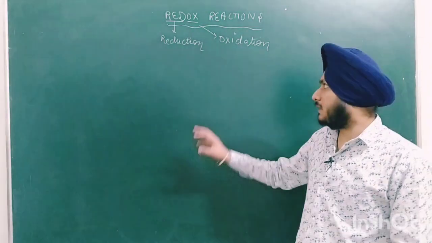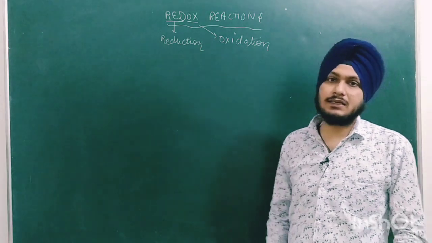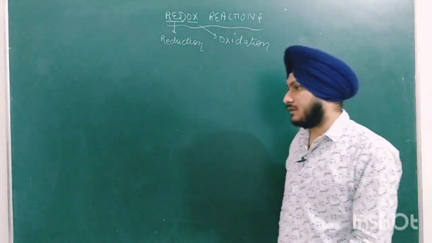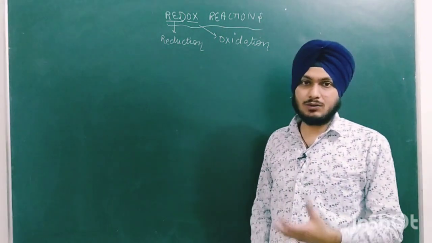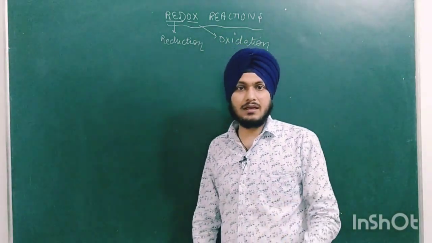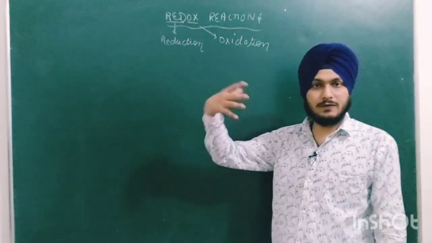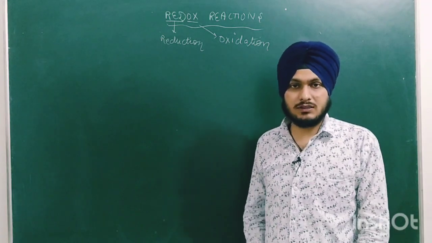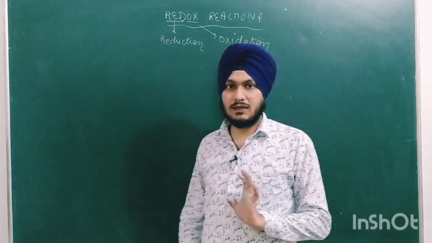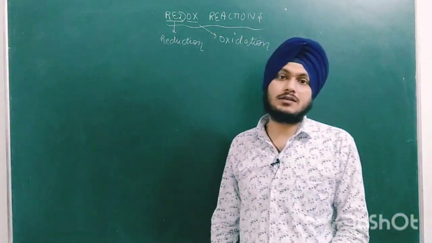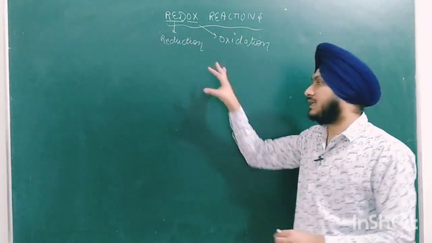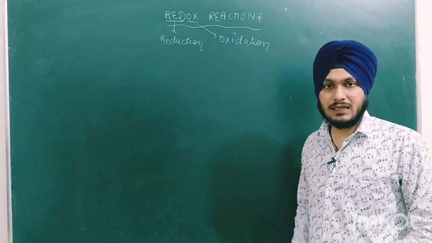So firstly, we should know what is reduction and what is oxidation. We have already learned in our 10th class that oxidation is the addition of oxygen or removal of hydrogen. Similarly, reduction is the addition of hydrogen and removal of oxygen. This is the only definition which we have learned, but there are some other complex definitions also of oxidation and reduction. So here we will discuss that one also.